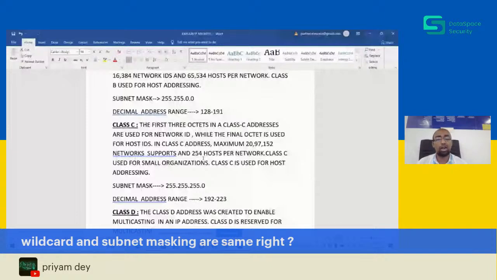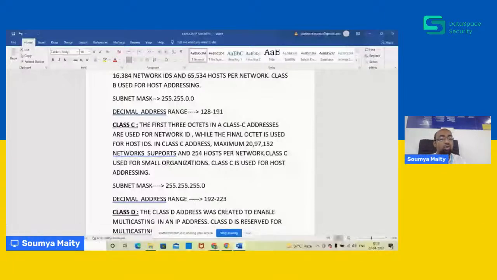The final octet is used for the host ID. In a Class C address, a maximum of 20 lakhs 97,152 networks are supported, with 254 hosts per network. The octet range is 0 to 255, which is 256 total, but 0 is for the network ID and 255 is for the broadcast ID, so we can't use those two for hosts. So 256 minus 2 equals 254 hosts per network.